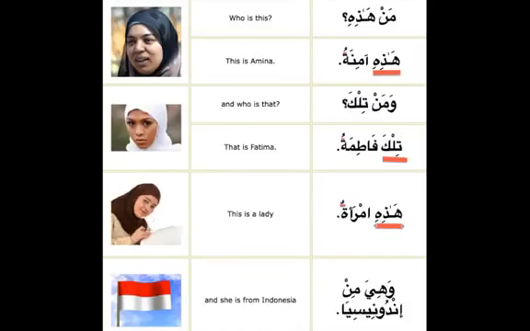Hadihi imra'atun. This is a lady. The point to be noted here is that imra'atun has double tanween because imra'a, the woman, is not a particular name, it's a category. If it is a feminine category, it will take double dhamma. If it is a particular name, a feminine name, it will have single dhamma. Please keep this in mind, inshallah. And we're saying she is from Indonesia: wahiya min Indonesia.